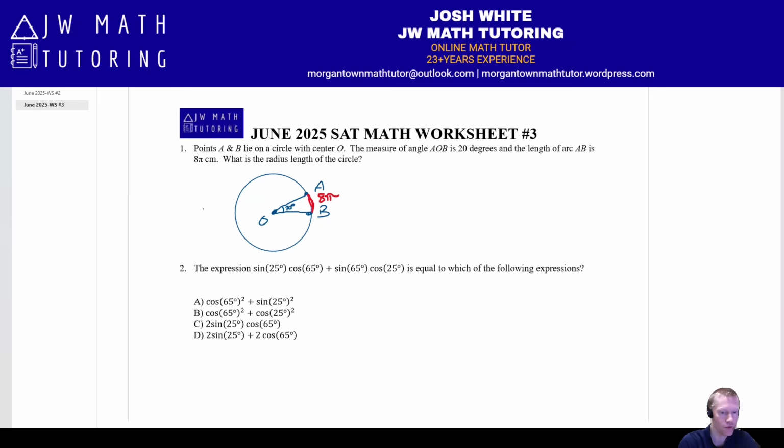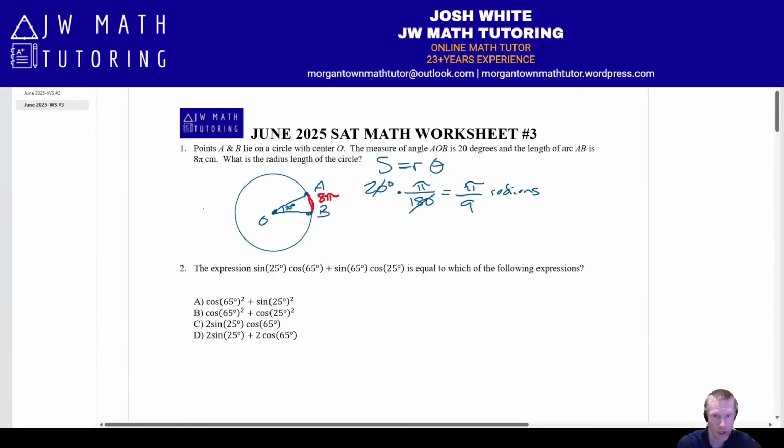So there are two methods you can use to solve this. The first method is, if you're familiar with the equation s equals r theta, s is arc length, r is the radius, theta is the angle, but the measure has to be in radians, not degrees. So if we're going to take this approach, we have to take the 20 degrees and convert it to radians by multiplying by pi over 180. You could also do 2 pi over 360 if you wanted to. But what that will do is convert this angle to pi over 9 radians.